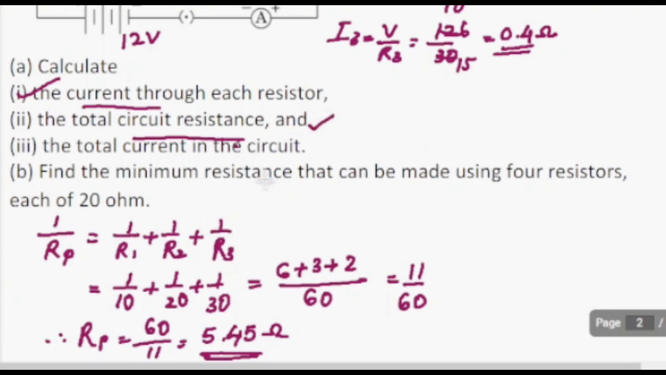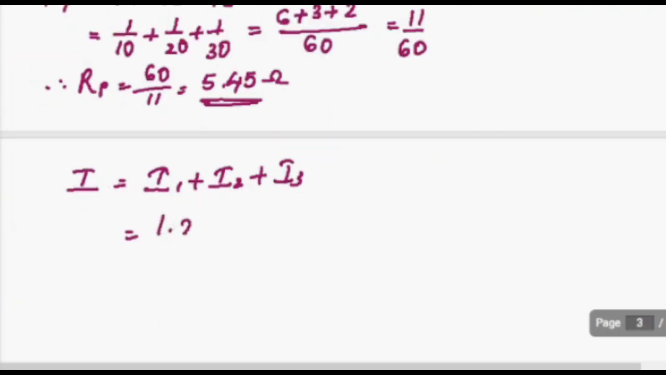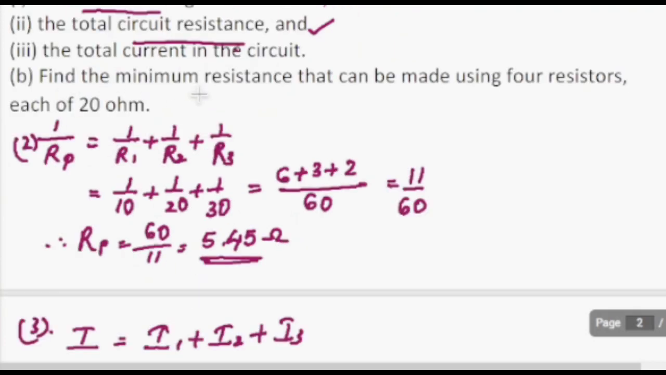Now the total current in the circuit we have to find out. Total current, already we have found the individual currents. We can just add. I will be I1 plus I2 plus I3, right? 1.2 plus 0.6 plus 0.4. So 2.2 ampere.